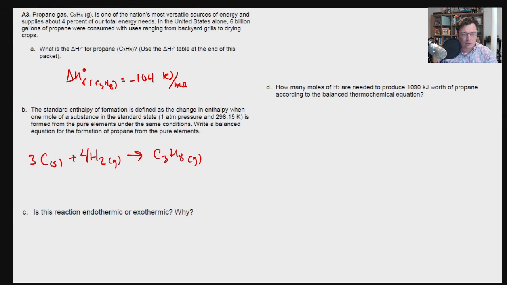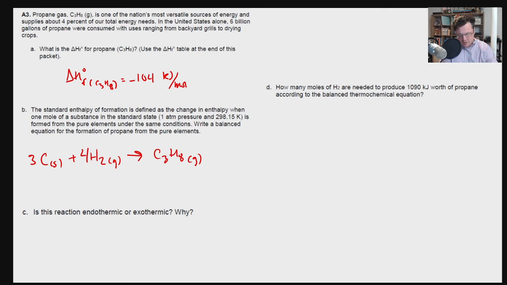Part D: how many moles of H2 are needed to produce 1,090 kilojoules worth of propane according to the balanced thermochemical equation? Looking at this, for just 1 mole of propane formation you give off only 104 kilojoules. So if you want 1,090 kilojoules, you're going to have to have an increased amount of moles, so to say.